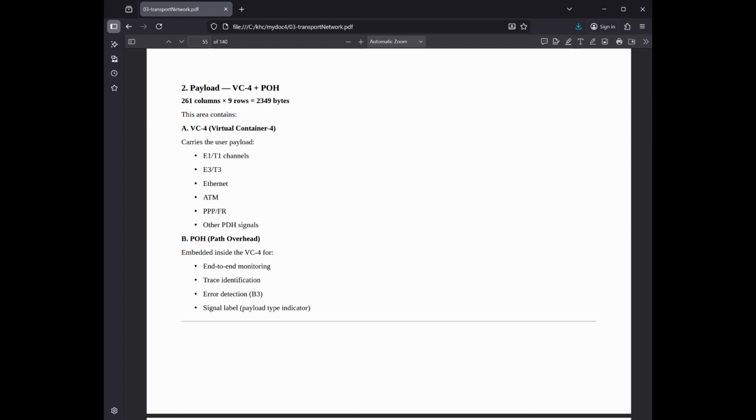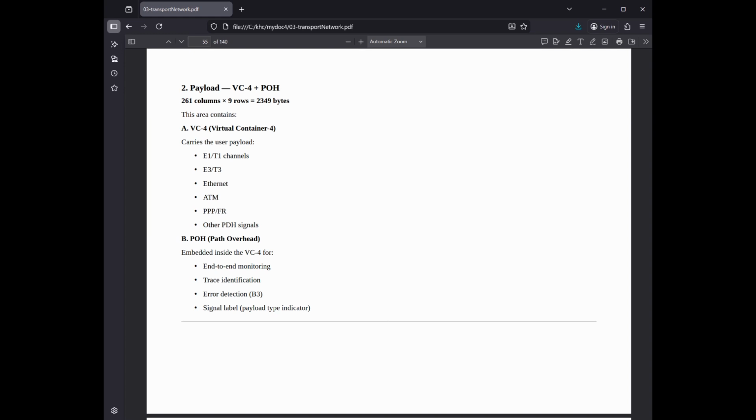The VC4 payload, Virtual Container 4: this is the cargo area of the frame. Location: rows 1 to 9, columns 10 to 270. Capacity: it provides a space of. Components: path overhead, POH, the very first column of the VC4. It stays with the payload from the beginning to the end of its journey, end-to-end management. Container, C4: the actual user data. This is where your high-speed Ethernet traffic or multiple mapped E1/T1 signals live.